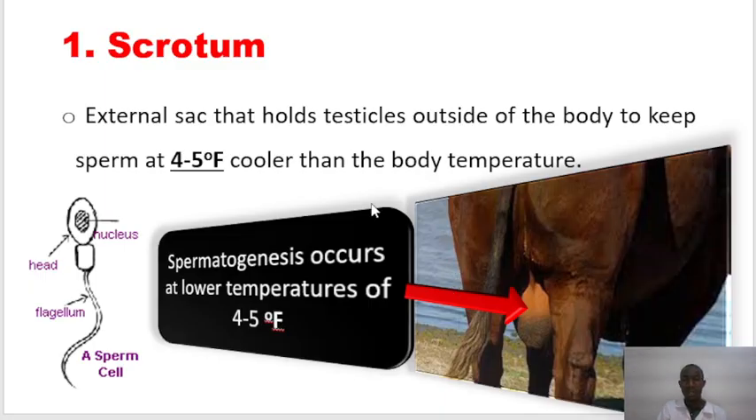The first part is now the scrotum, like you are seeing here. This is a bull, but the scrotum is hanging. So the temperature at which these sperm cells are formed is always below 4 degrees. This is how a sperm cell looks like: the head, the tail, then it has the flagella. The scrotum is always outside. It's just an outside sac that holds the testes.